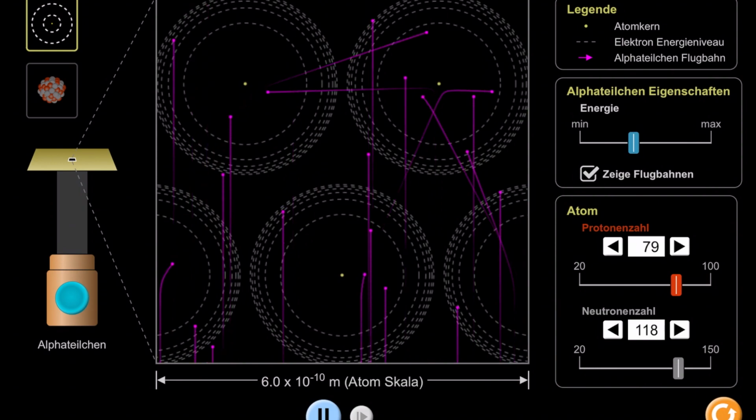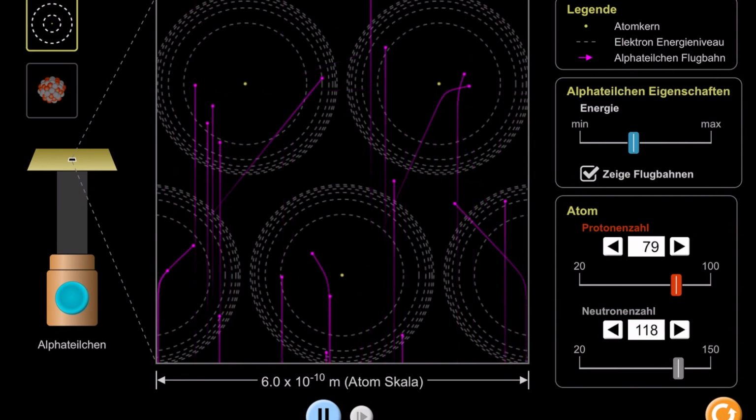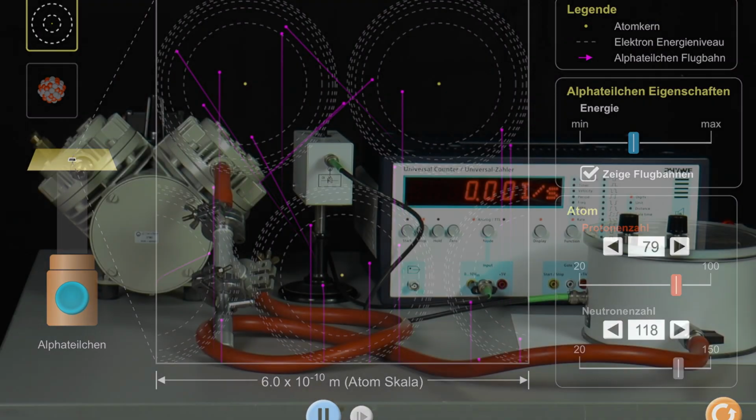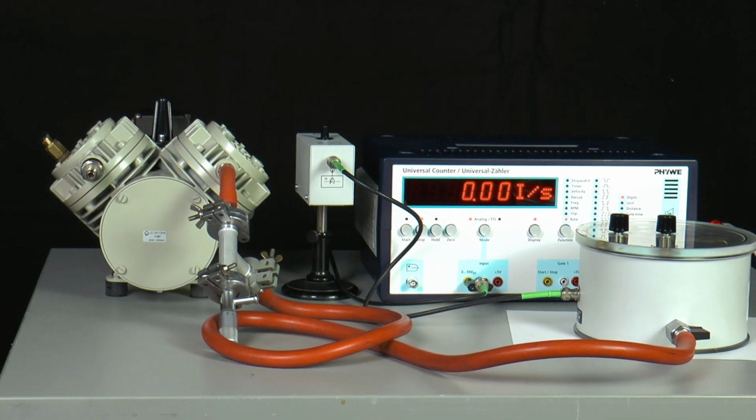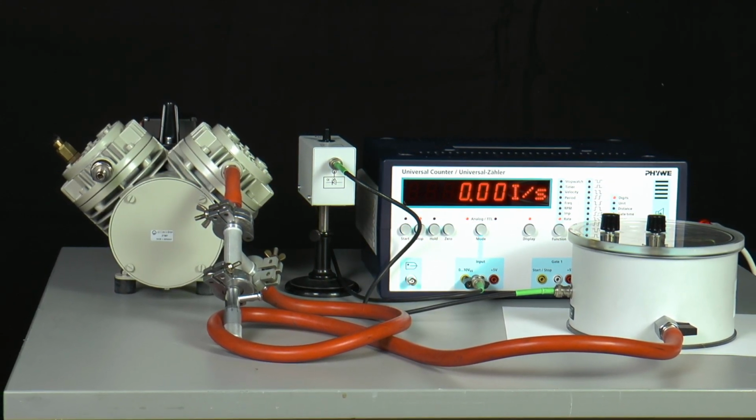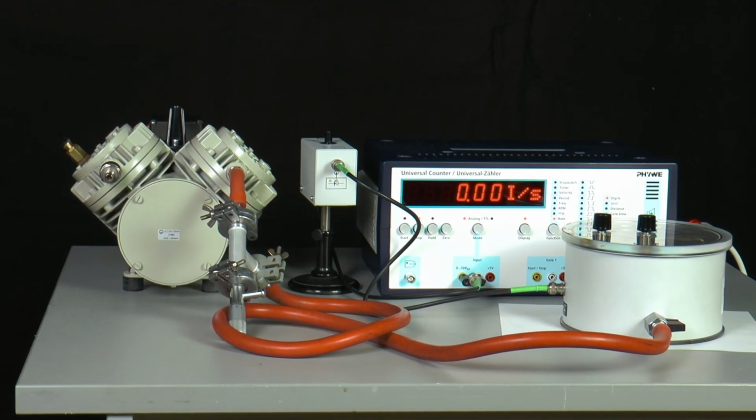The Rutherford experiment is a key experiment in modern physics. By measuring the angular distribution of scattering reactions, it was possible for the first time to study structures and objects that are smaller than the wavelength of visible light, that is, that cannot be seen. Elementary particle physics or electron microscopy is based on this principle.